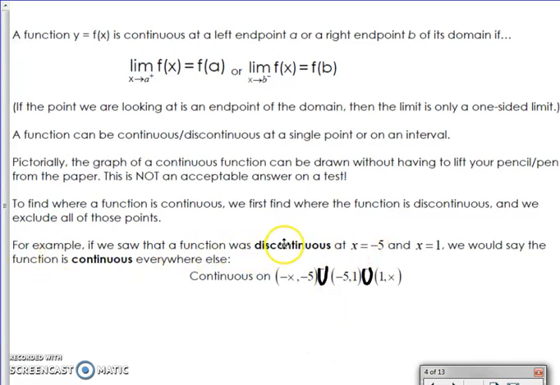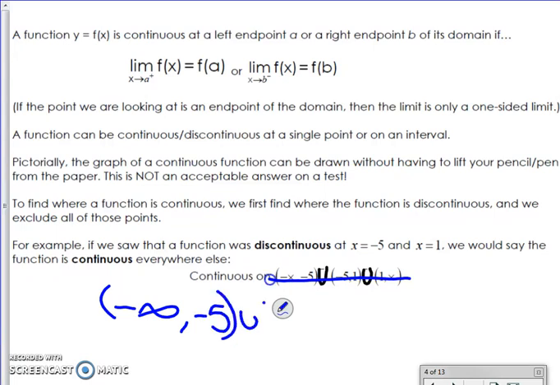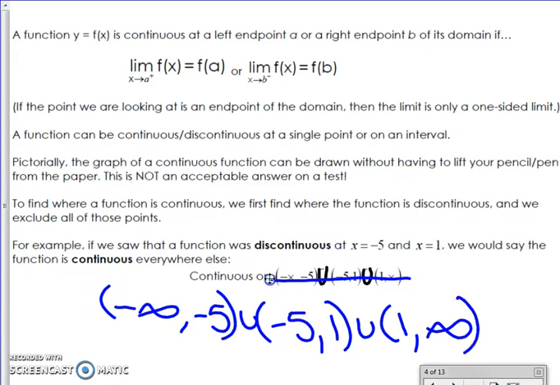So in this example, say the denominator would end up being 0 if you plugged in -5 or if you plugged in 1. So we would say the function is continuous everywhere else. Well, this whole thing is actually a little off. We're going to change it because all the symbols got messed up. So let's get rid of that. This should read -infinity. So if it's continuous everywhere else, that means from -infinity all the way to -5, parentheses, union, and then -5 to 1, union, 1 to infinity. That's how that should be written there, but the math type came out a little bit goofy. So go ahead and correct that on your paper.